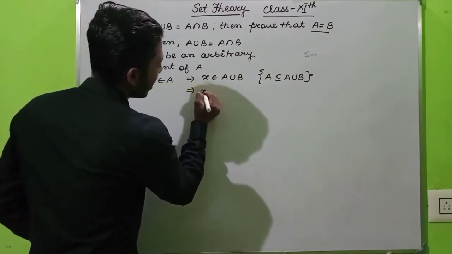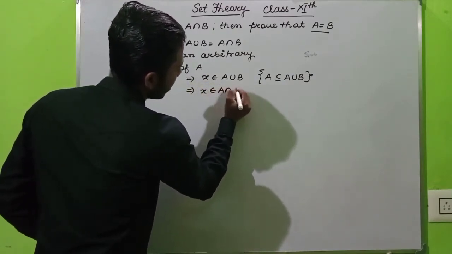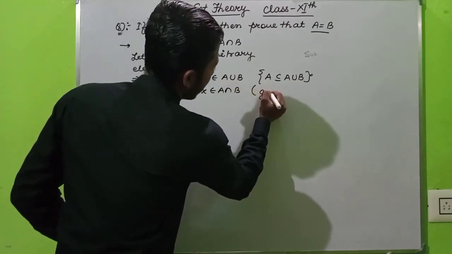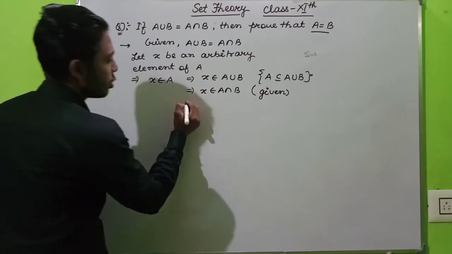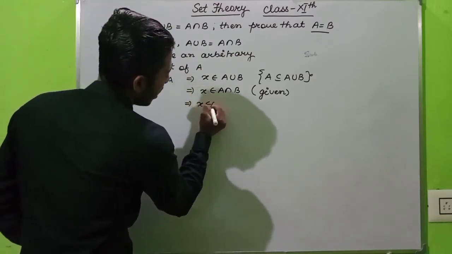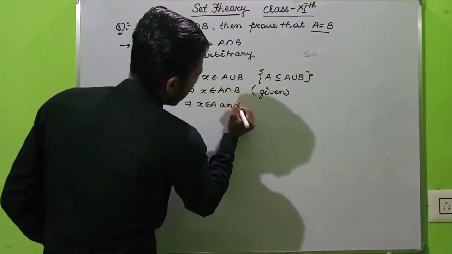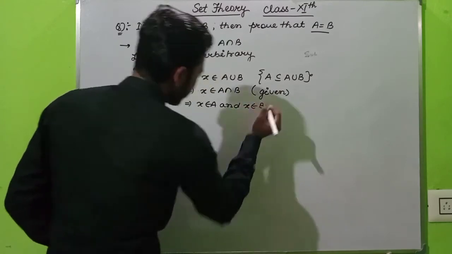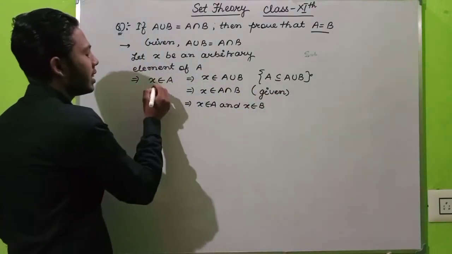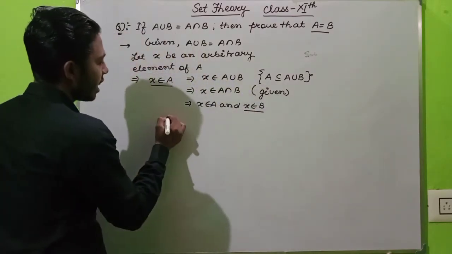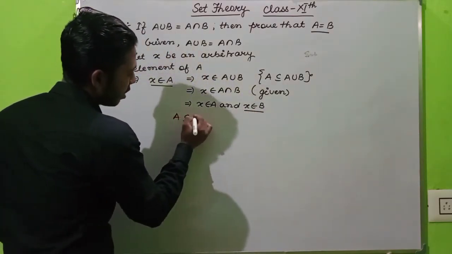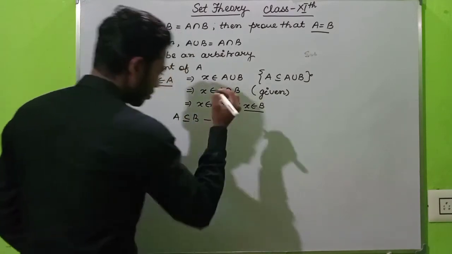This implies we can say that X belongs to A intersection B as it is given that A union B is A intersection B. So we can say that X belongs to A and X belongs to B. So we see that X belongs to A and X is an element of set B. So we can say that A is a subset of B.